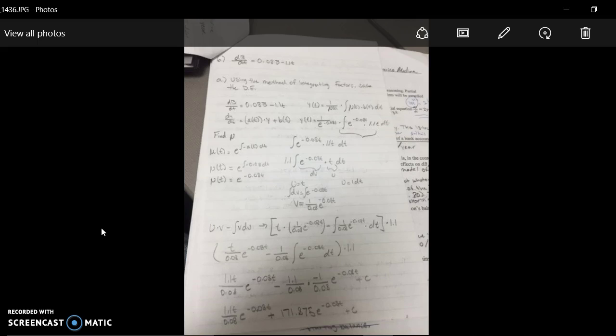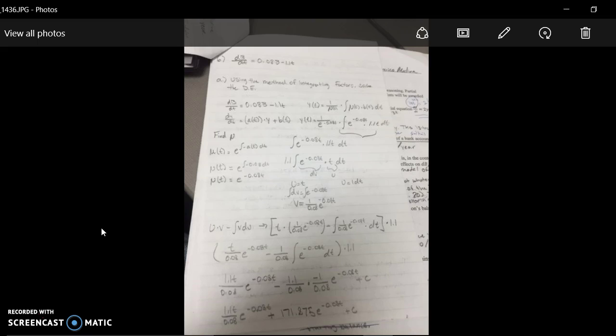Part A is asking us to use the method of integrating factors to solve this differential equation. When I did the midterm, I initially just separated variables, which is why I got it wrong. Now I know exactly what to do: use integrating factors.